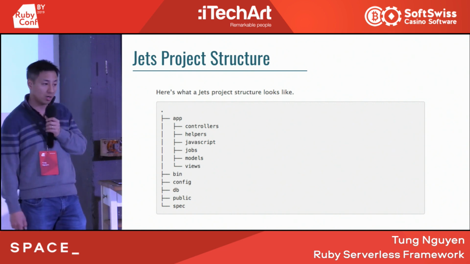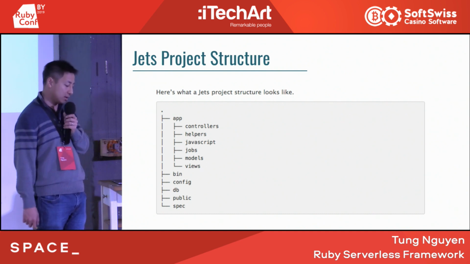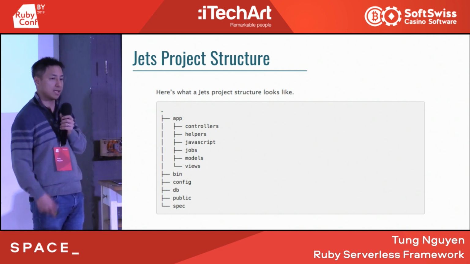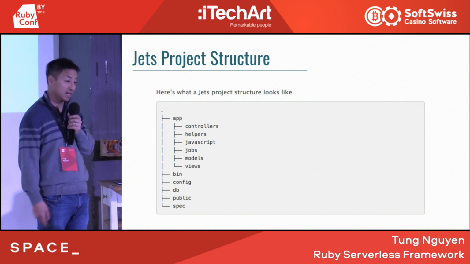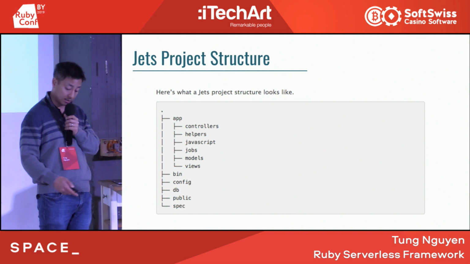Models can be Active Record models or DynamoDB models. Both are supported in the same application. Views are in there. There's also configurations, like environment-specific configurations. DB is for migrations, then public files, and specs for our spec tests.